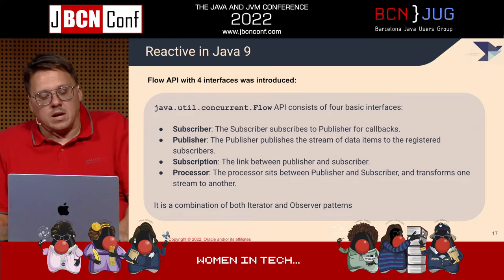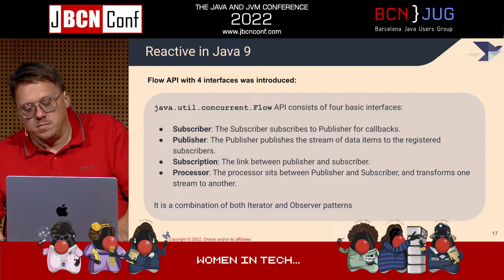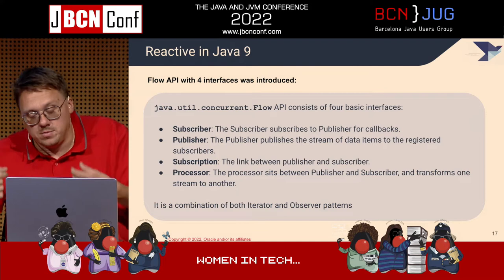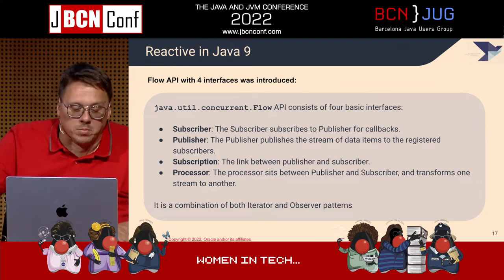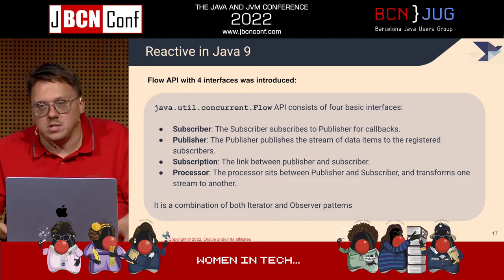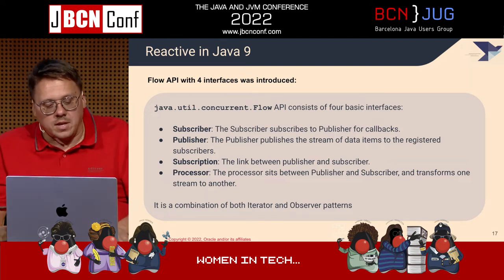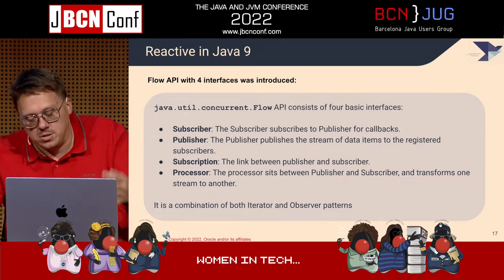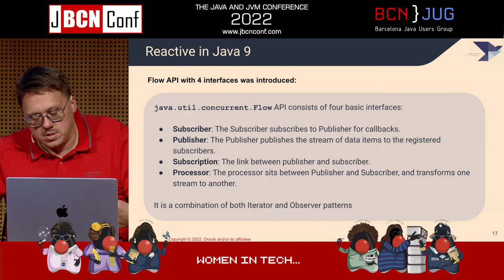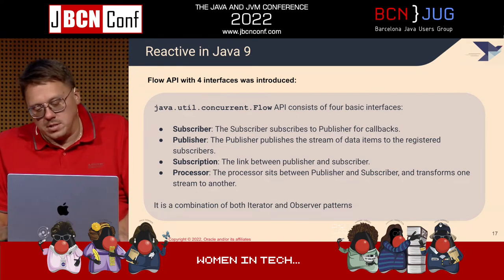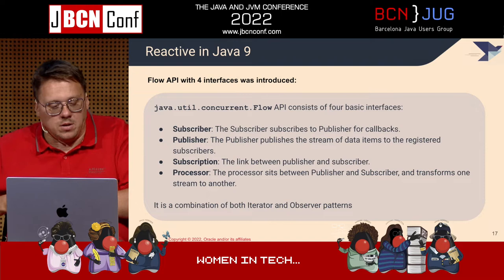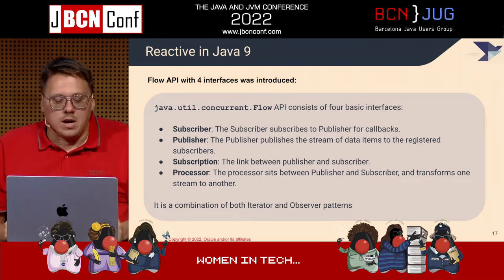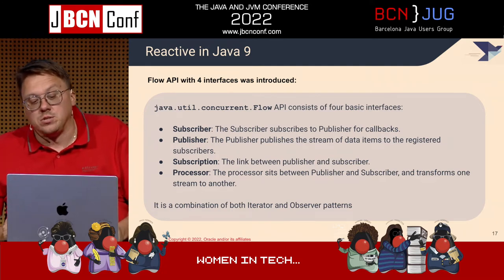So these four interfaces are: Subscriber, so you can subscribe to a publisher for callbacks. Whenever the publisher publishes some change, some event, as I told you, we think in events here, the subscriber consumes it somehow. Subscription is a link between them, an abstraction that there is a publisher and a subscriber, and in the middle sits the Processor. That means that you not only read and consume data, but you can also alter it as it is being streamed.